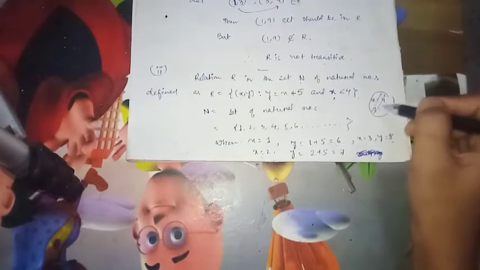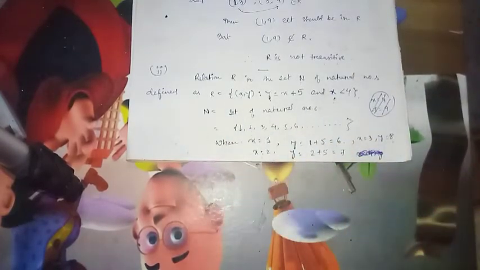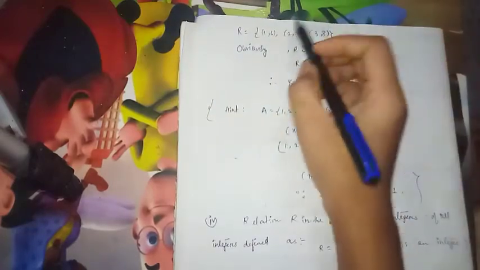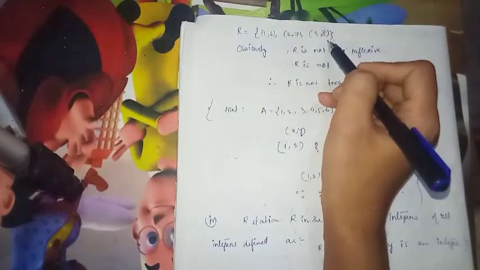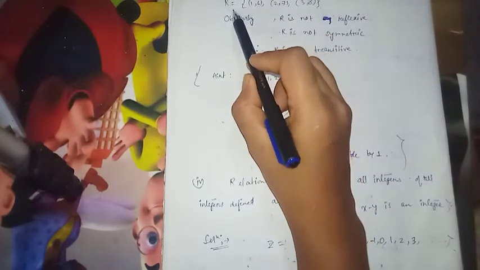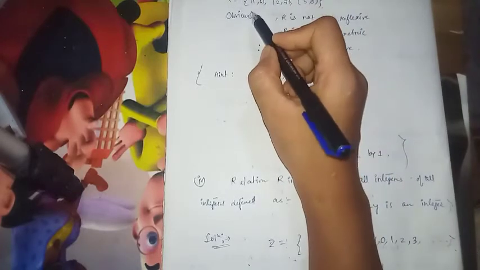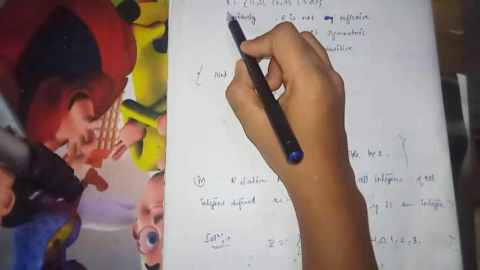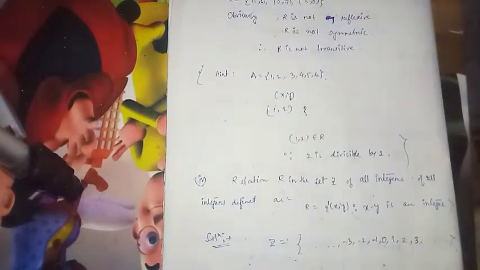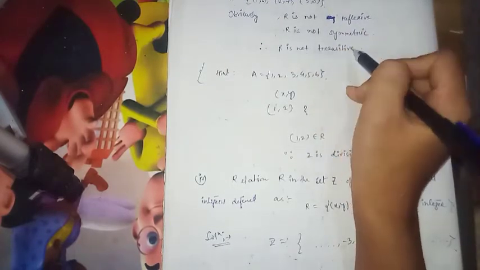So the element 4, 9 will not be in relation R. Therefore the elements in R are 1, 6; 2, 7; and 3, 8. Now we have to check whether R is reflexive, symmetric or transitive. Now we have to check whether R is a reflexive relation or not, a symmetric relation or not, and a transitive relation or not. It is obviously seen that R is not reflexive, not symmetric, and not transitive.